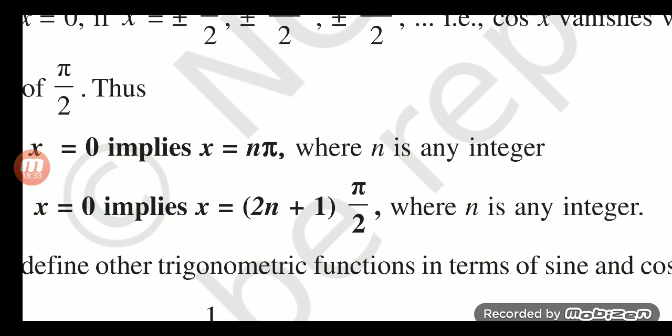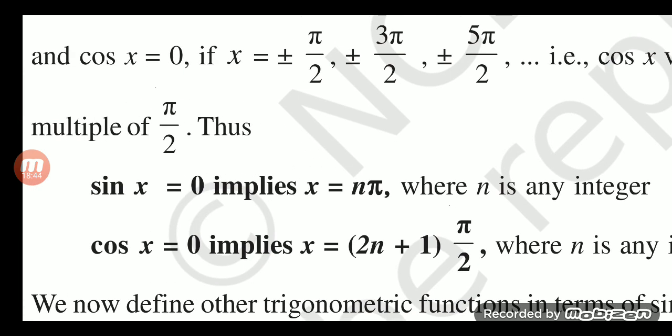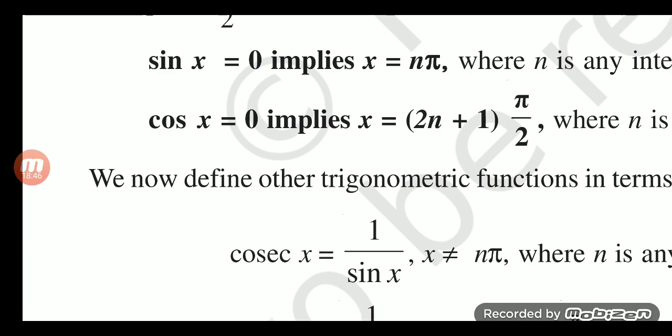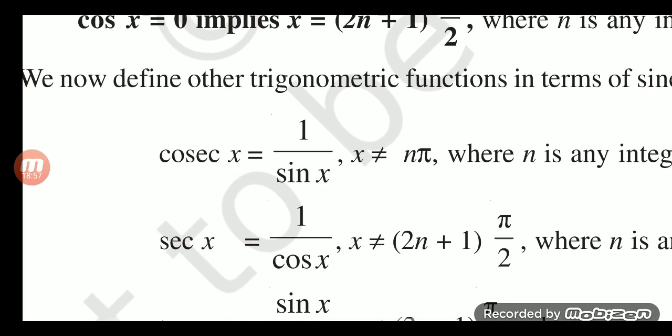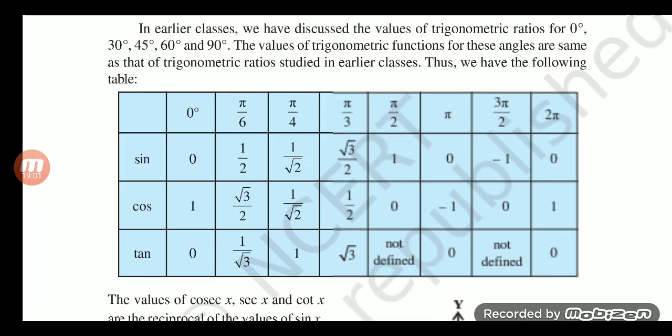It will always be 2n plus 1. If x is in the form of (2n plus 1) pi by 2, cos x will always be 0. Why? We'll see this diagrammatically. Don't worry, babies. We have more to see, more to come here.